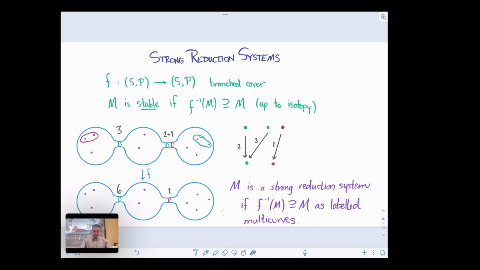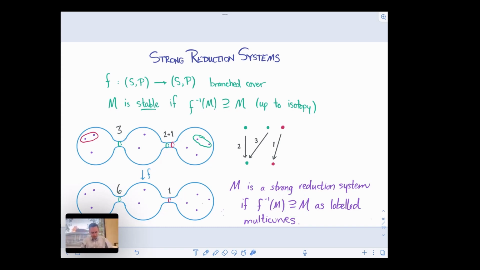Okay, so the next question is, where is there a strong reduction system in this picture? If you take the union of the two curves downstairs, that's a multi-curve, right? You could take M to be this. That's not a strong reduction system, because when I go up, I have this curve, but it only has a 3 on it. Okay, and this containment means the labels upstairs should be at least as big.